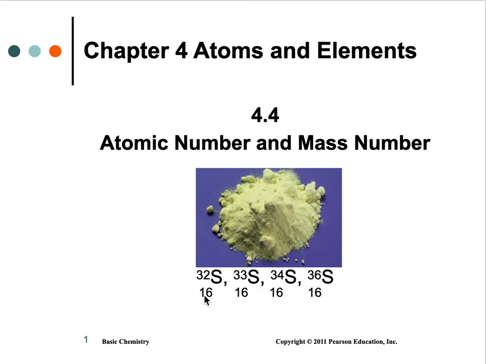So if there are 16 protons, then there must be 16 neutrons in this case, 17 here, 18 here, and 20 here. So even though there's different weights, it's still considered sulfur, but these are different isotopes. We'll look at that in the next section.